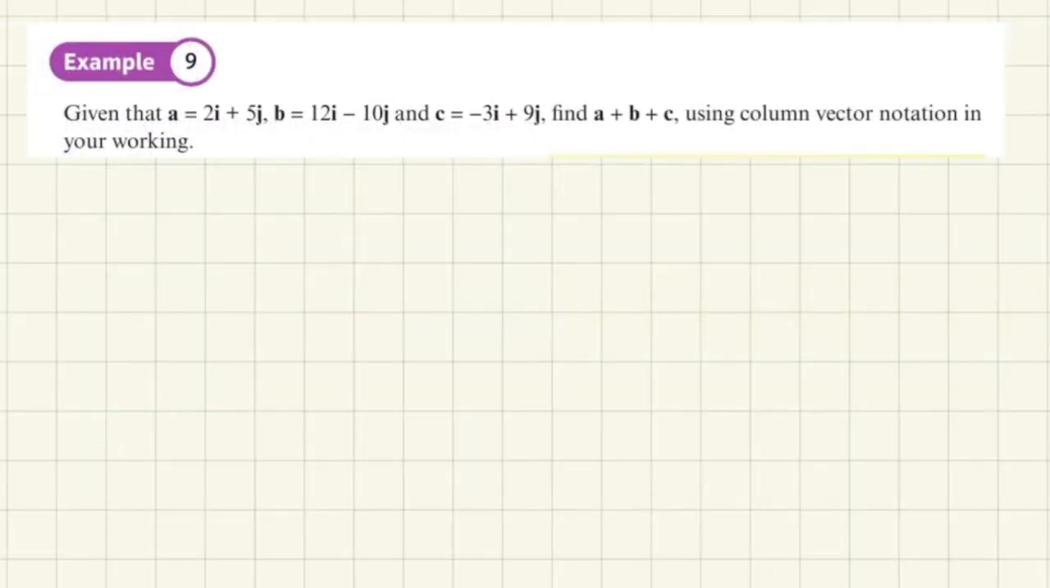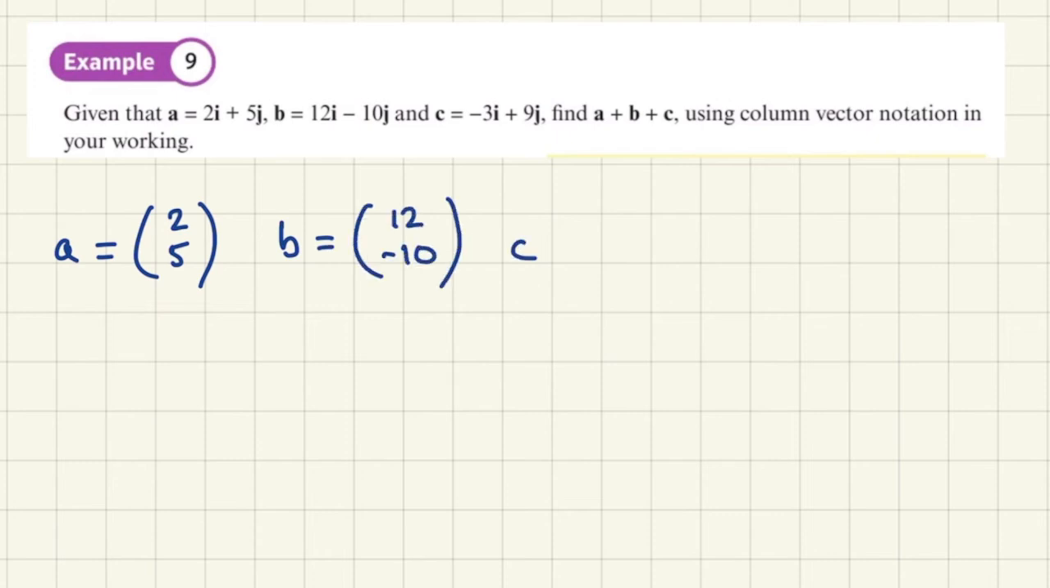Example 9, we're given three vectors A, B and C, and we're asked to find A plus B plus C using column vector notation in our working. Well, first of all, A would be the column vector (2, 5). B would be the column vector (12, negative 10). And C would be the column vector (minus 3, 9). As these are all vectors, I should indicate that.